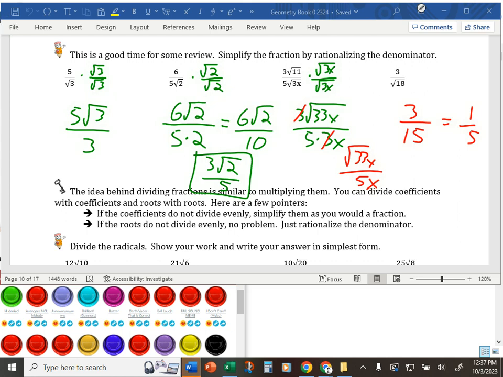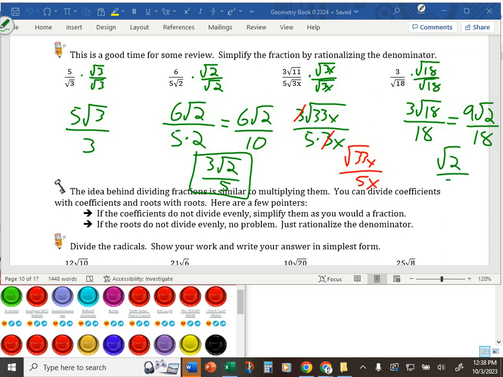And lastly, the root 18, I can simplify now, I can simplify later, I'll just do it later. Multiply by root 18 over itself, which gives me 3 root 18 over 18. The root 18 can be simplified using 9 and 2. 3 times 3 is 9, so I have 9 root 2 over 18. The 9 and the 18 can be simplified to be 1/2, and so root 2 over 2 is your final answer. Okay?